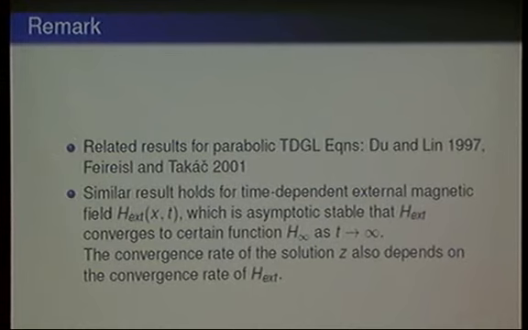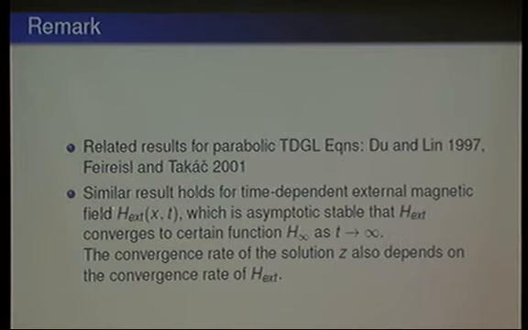We remark that some similar results hold true for the parabolic type of time-dependent Ginzburg-Landau equations. For instance, in 1997, Liu Chang and Lin Banhua proved the convergence to equilibrium for the Ginzburg-Landau equation with zero potential gauge. And in the paper by Feireisl and Tak in 2001, they proved the case for the Lorentz gauge. But so far, there is no result on the hyperbolic system.